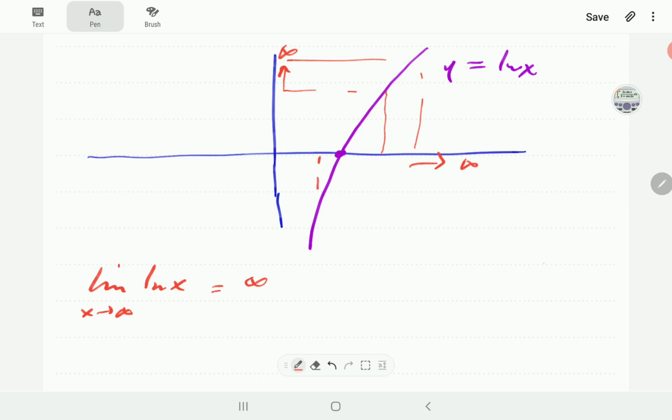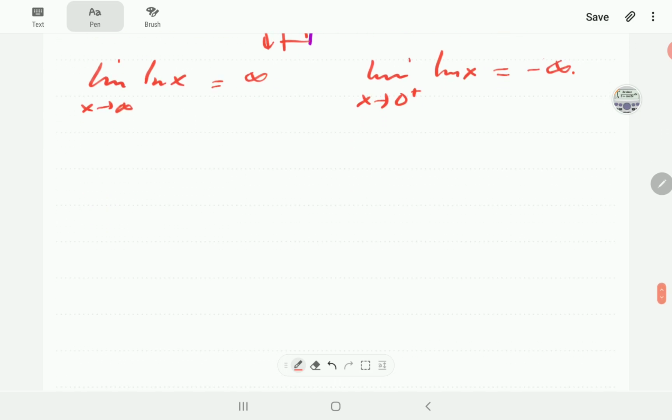And then as x goes to 0, from the right, of course, y is going down to negative infinity. So the limit of ln x as x goes to 0 is negative infinity. All right. Before we do some examples, just two things to talk about.